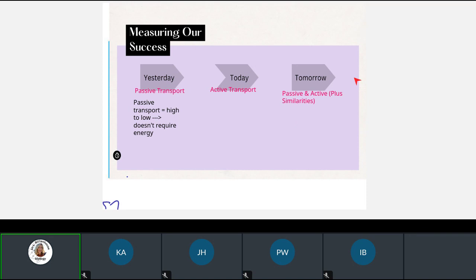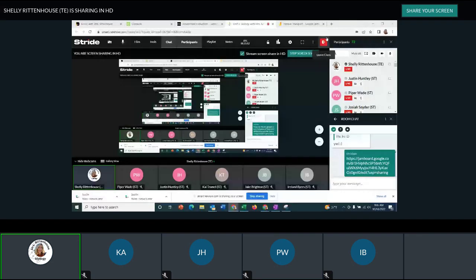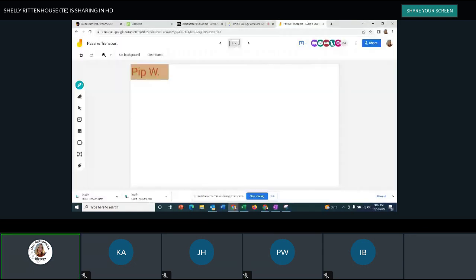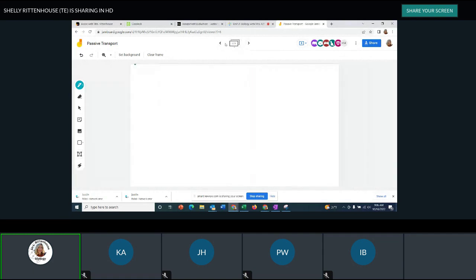So what I want you to do is each pick a slide. When you get a slide in this link, I want you to put your name on it to claim it. And I want you to pick passive transport or active transport, and draw a picture and describe it. Okay? Draw a picture and describe it. You don't need to do both. All right? So Pip has this one.